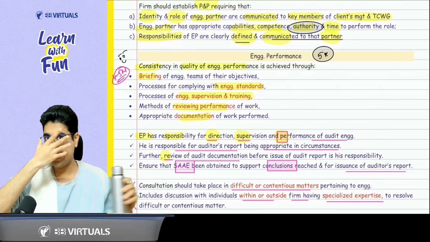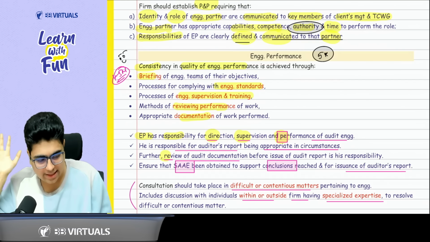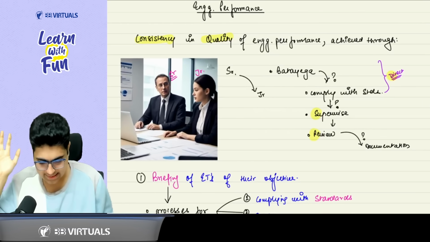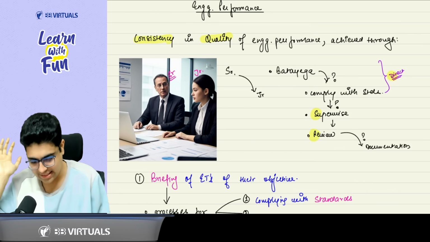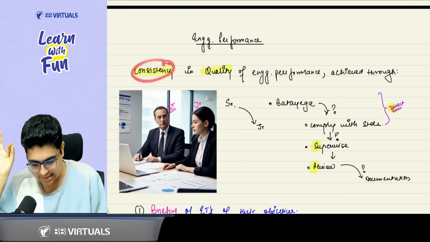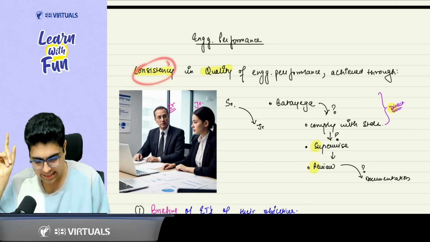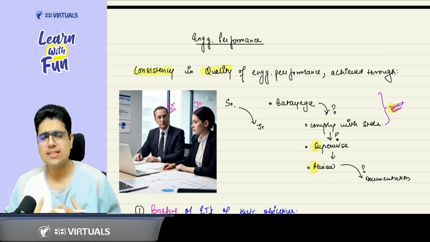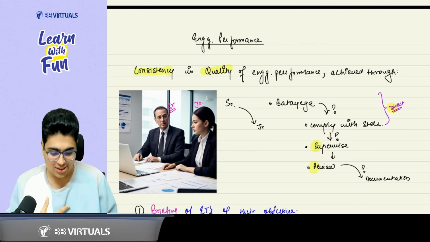Yes, sir. Engagement performance is the most interesting topic. So let's say this is a big firm. This is a CA firm in which there is a senior, there is a junior. Now the senior wants there should be consistency in the quality of engagement performance. So if you want consistency in quality, the senior should guide the junior.